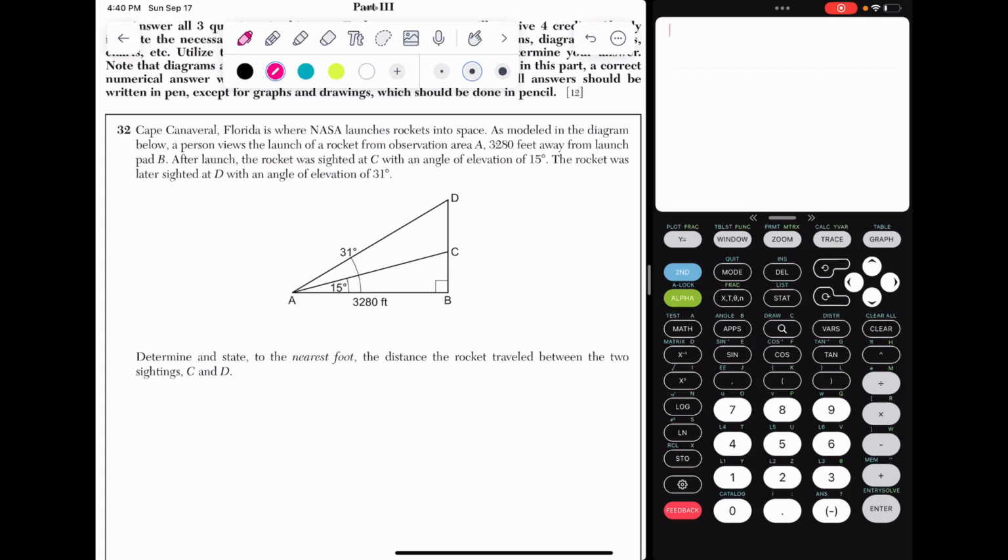In this video, we'll be going through the Part 3 and 4 questions from the June 2023 Geometry Regents. 32. Cape Canaveral, Florida is where NASA launches rockets into space.